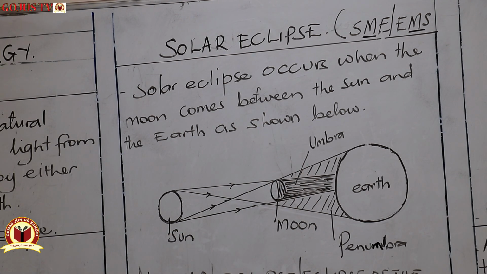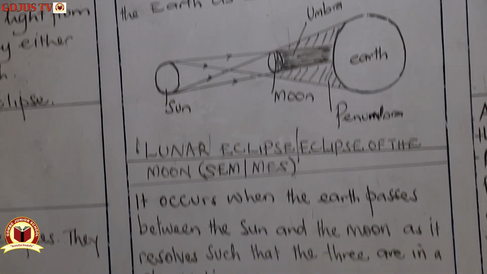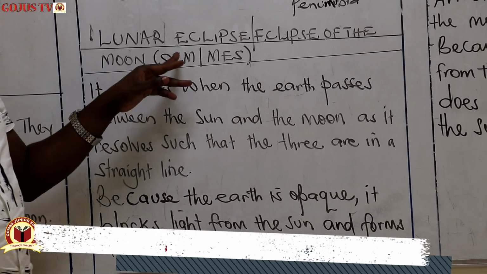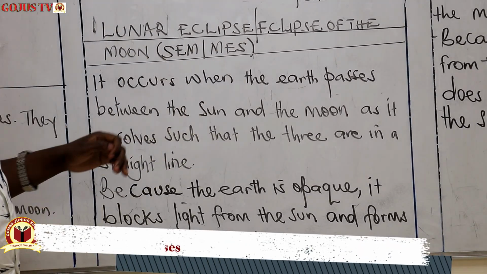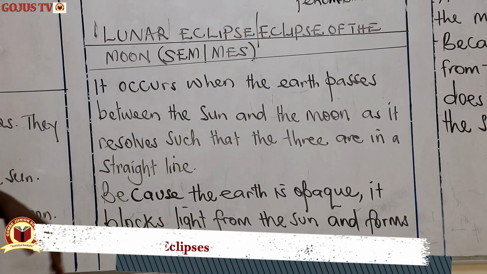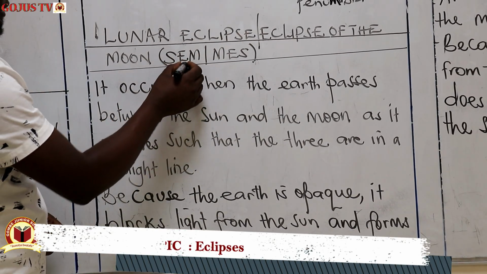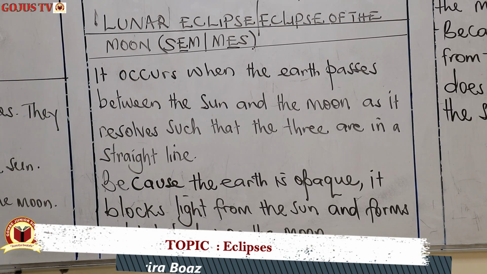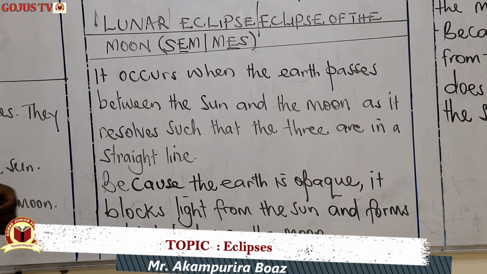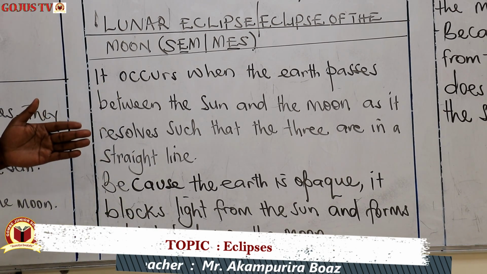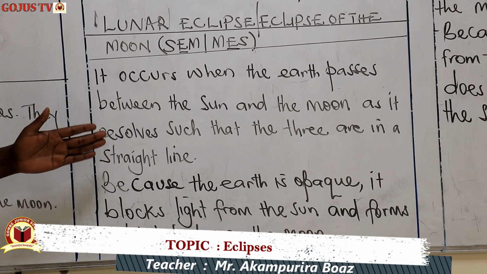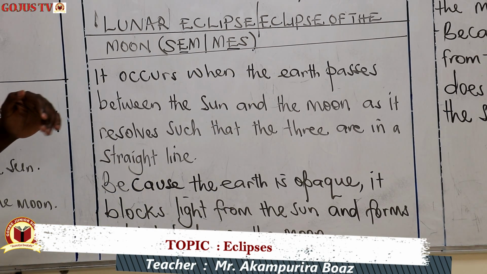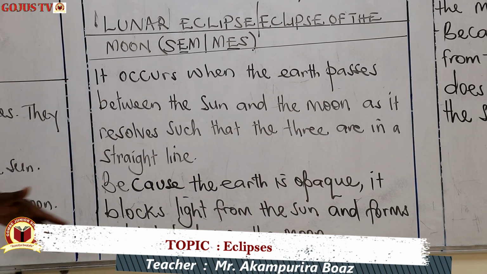Then lunar eclipse, or the eclipse of the moon. Still, I'm using these letters SEM, MES, same mess. We see that here the earth is between the sun and the moon. So, in brief, a lunar eclipse occurs when the earth passes between the sun and the moon as it revolves, such that the three are in a straight line.